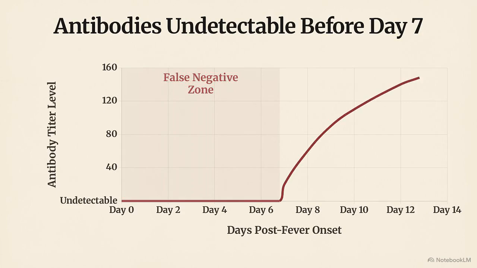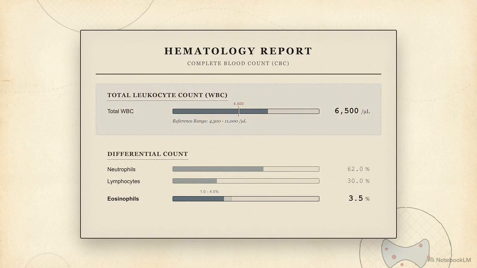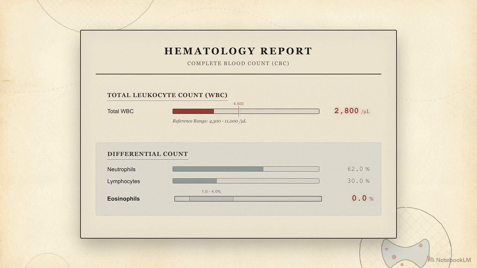Antibody titers are simply not detectable in the first week. Trusting an early Widal test forces you into a false negative zone, leading to dangerous delays in treatment. The immediate alternative requires analyzing specific hematological markers within a basic complete blood count, or CBC.